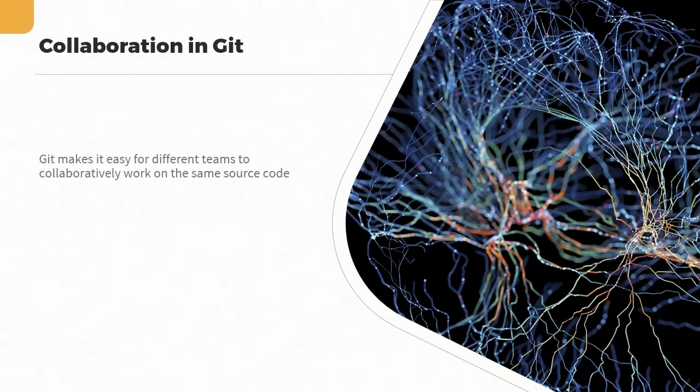Now we know that Git makes it easy for multiple collaborators to work on the same project. Each one makes a copy of the remote repository on their local machine. They work on their local repositories.